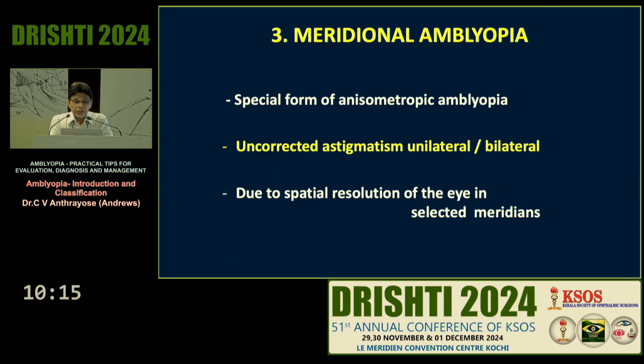Meridional amblyopia is a special form of anisometropic amblyopia, due to uncorrected astigmatism, either unilateral or bilateral. It is due to reduced spatial resolution of the eye in selected meridians.